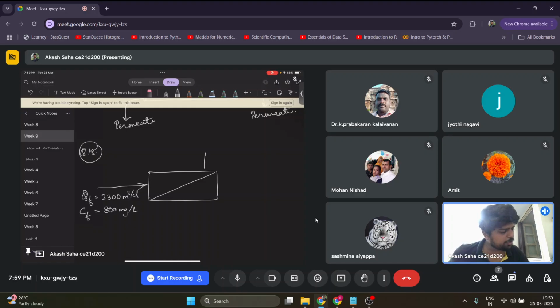Now some part is going as retentate. So the flow of the retentate is around 600 meter cube per day. And again, some part will come as permeate. So we don't know what my permeate is. Can you tell me what will be my permeate discharge?